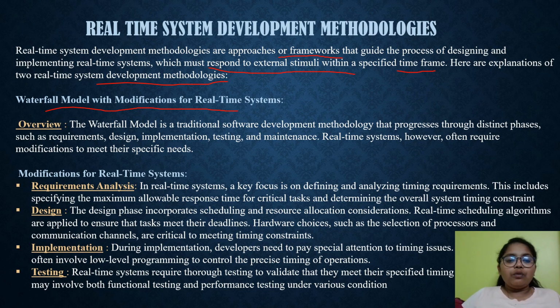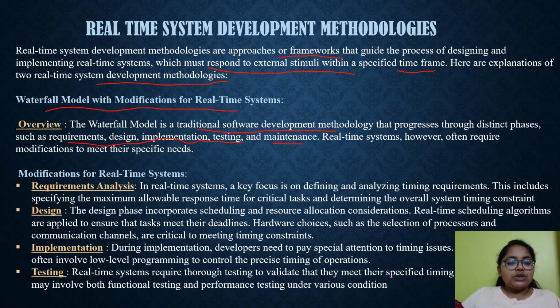The waterfall model is a traditional software development methodology that progresses through distinct phases. It is composed of different phases, such as requirements, design, implementation, testing, and maintenance. Real-time systems, however, often require modification to meet their specific needs. So for specific needs, the real-time system will be modified based on the requirements.